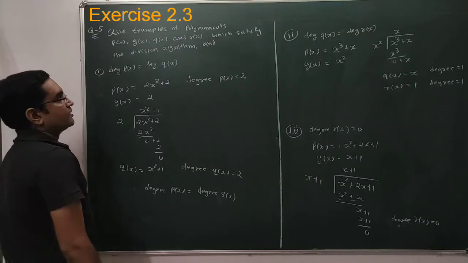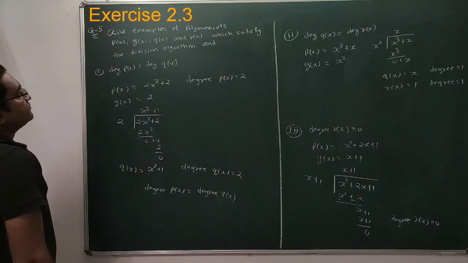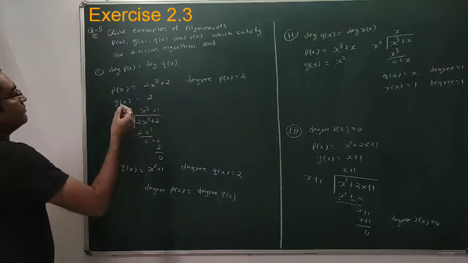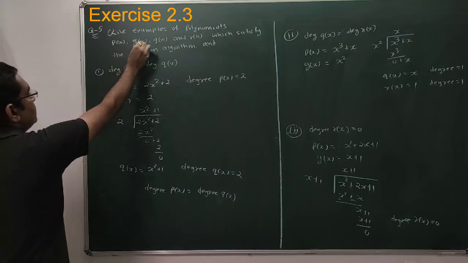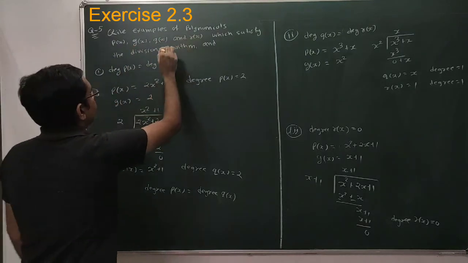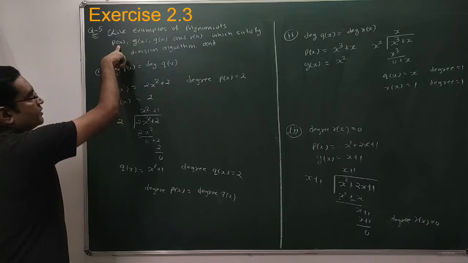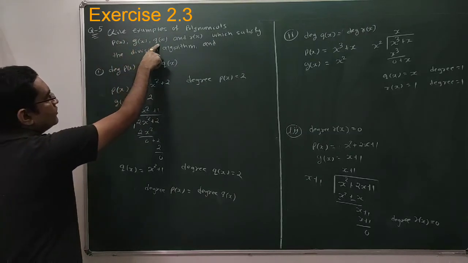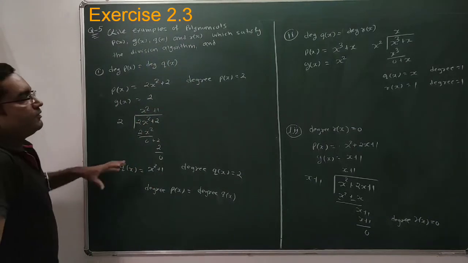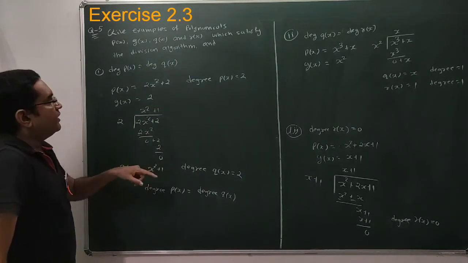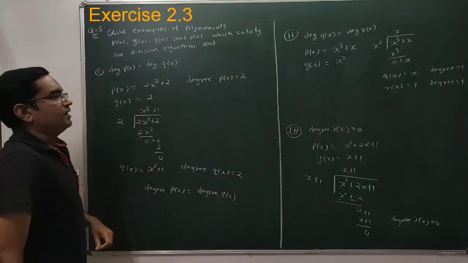Now last question of this exercise, which is question number 5, in which we are asked to give some example of the polynomials p of x, g of x, q of x and r of x. That means you have to give the examples of polynomials which are used as dividend, divisor, quotient and remainder, which satisfy the division algorithm. Division algorithm must be satisfied, as well as these conditions. 3 conditions are there that must be satisfied.